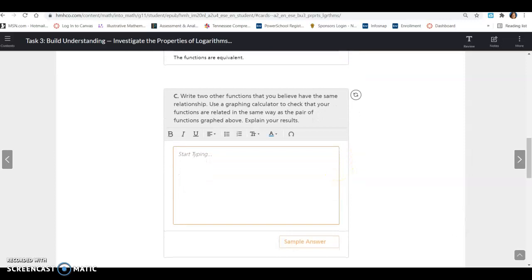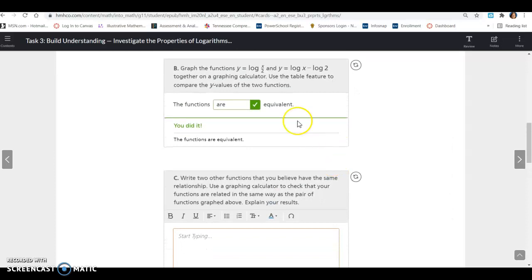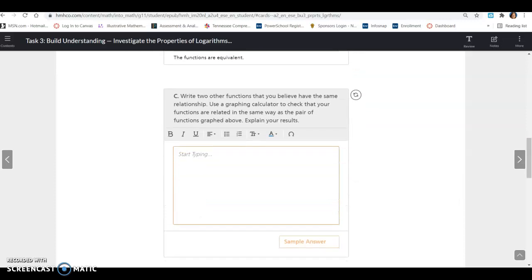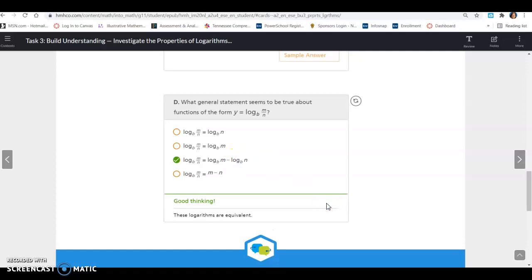All right, you could also choose two other functions, just like we did in the last task, and you could see that those would be the same as well. So maybe choose log of x divided by 3, and then log of x minus log of 3, and you could see that those functions also are equivalent. So in general, this means that when you have log base b of m over n, that can be rewritten as log base b of m minus log base b of n. And that's another one of your logarithmic properties. All right, that's all for task 3. If you have any questions, let me know.